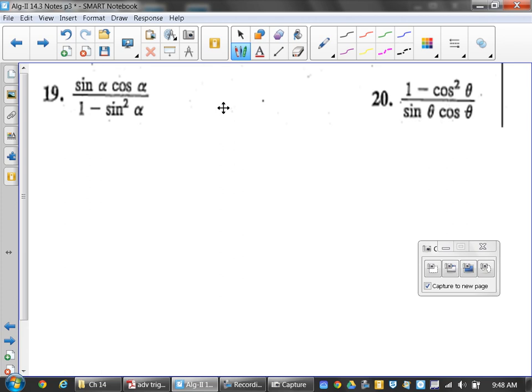So let's see here. Numerator. If I multiply those two together, does it get me anything? No. But what is 1 minus sine squared? Cosine squared. So my denominator becomes sine cosine over cosine squared. What happens? Get rid of the cosine. Sine over cosine, which is tangent. And that's simplified.